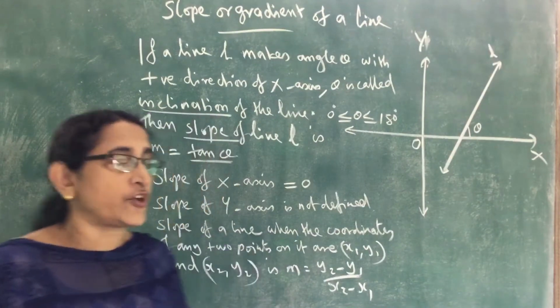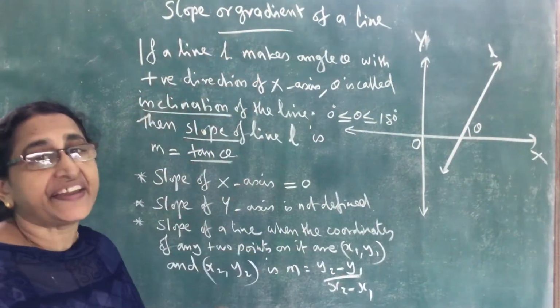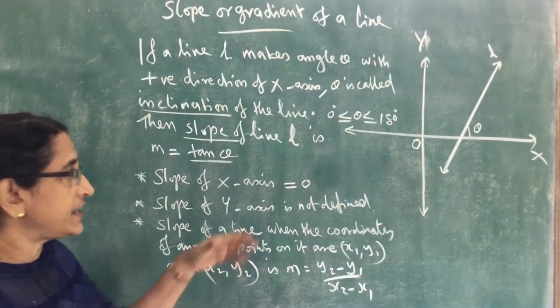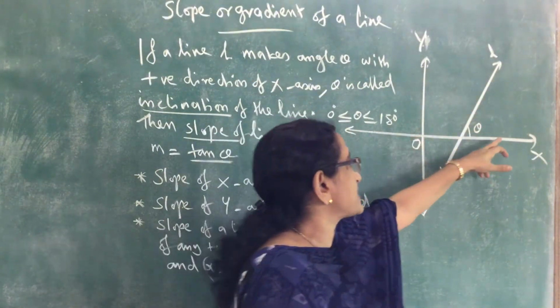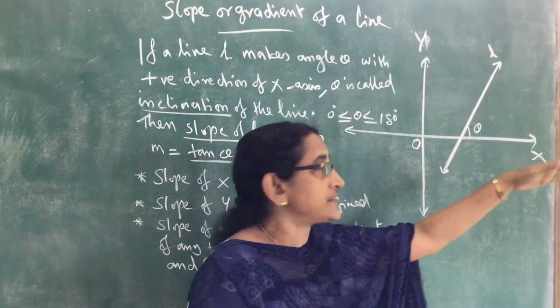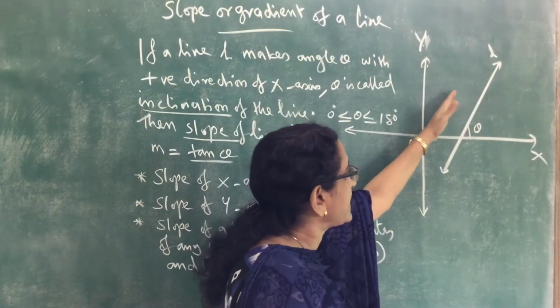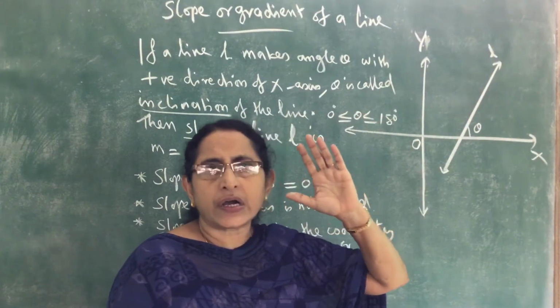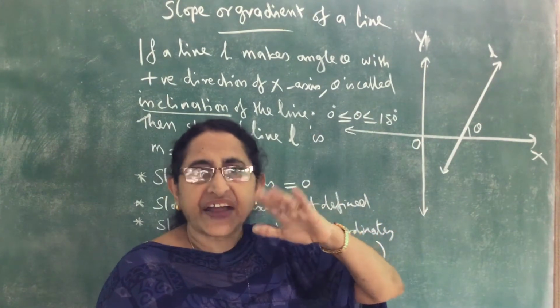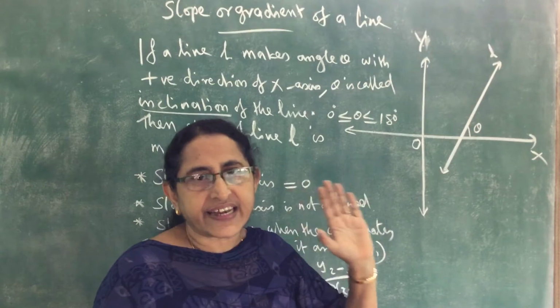Slope or gradient of a line. If a line makes angle theta with the positive direction of the x-axis, this is the positive direction of the x-axis, and this is line L that makes angle theta with the positive direction of the x-axis. We know the angle measured in the anti-clockwise direction is considered as positive.